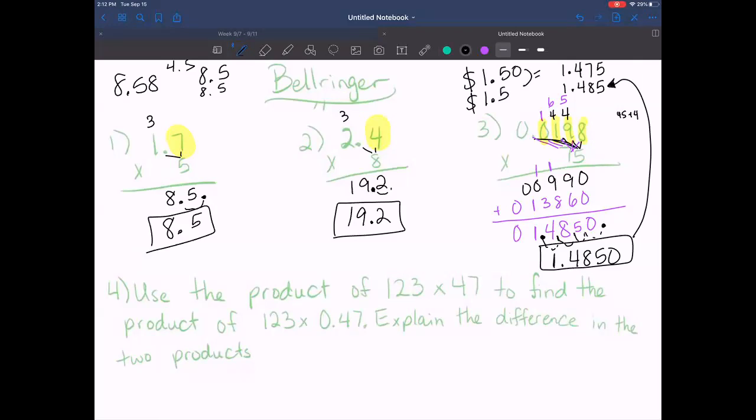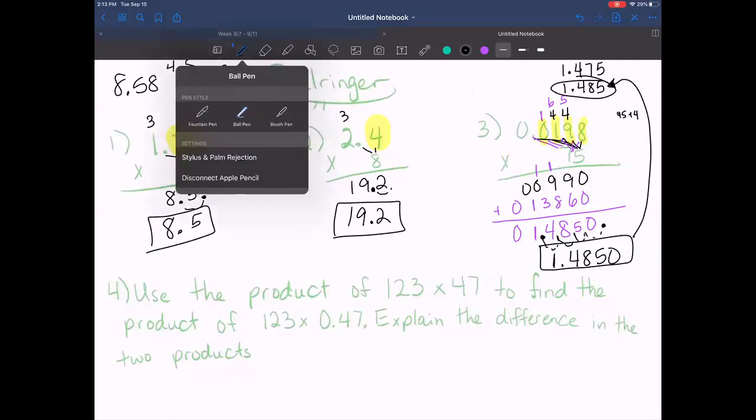Okay. Yes. We get it? So you guys were not wrong. It's just that those zeros don't count when they're at the end. Right? They're just like little placeholders. Okay? But yes, so if you got this one, you are correct.